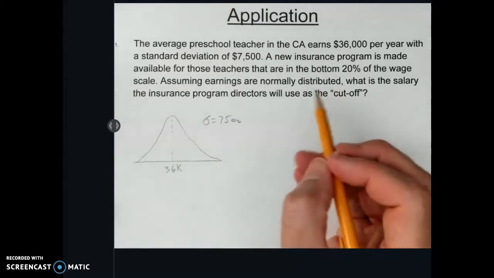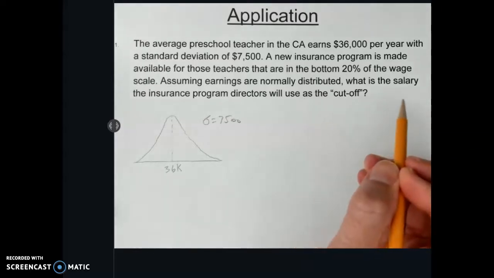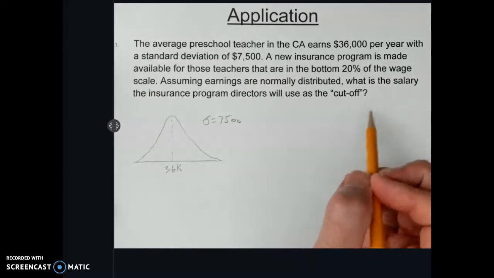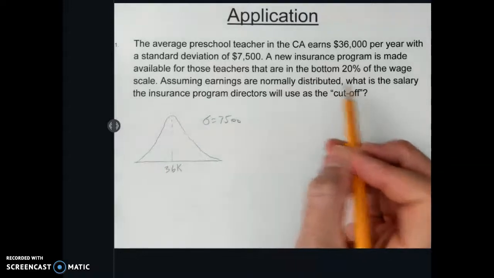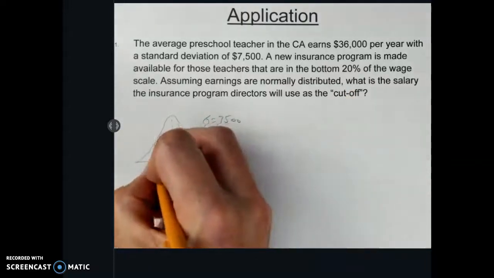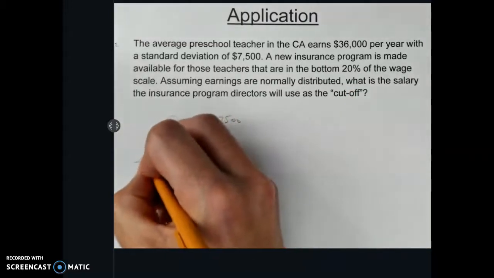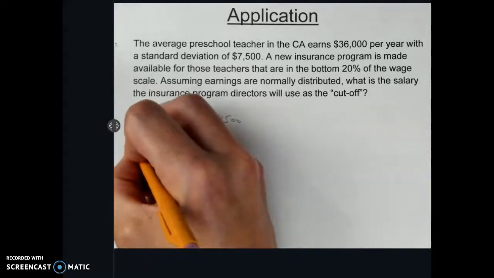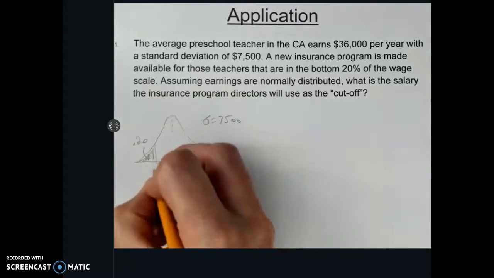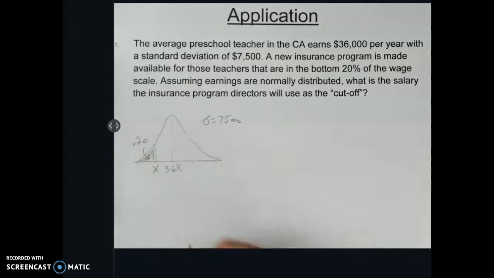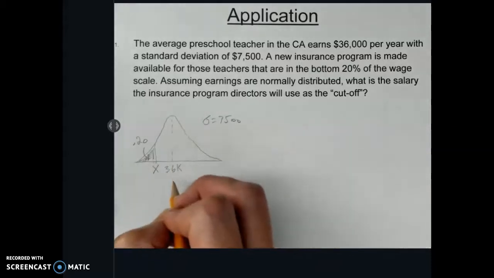We want to find out what the salary is for the cutoff of the bottom 20%. So we're going to identify the bottom 20% here, 0.20, and we want to know this cutoff. That's going to be an X value. Okay, we don't have that yet. We need to find it.